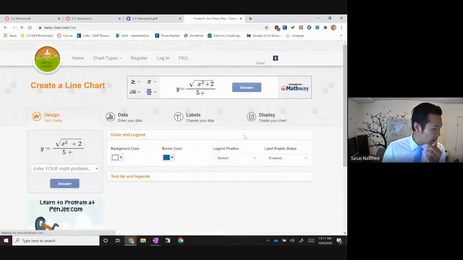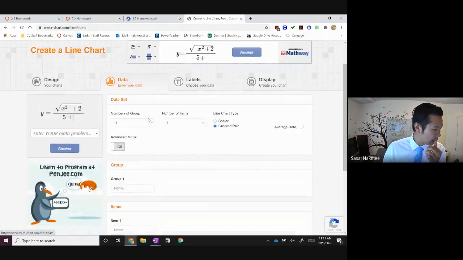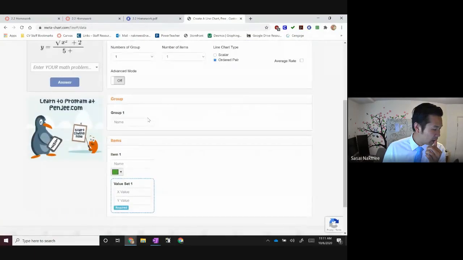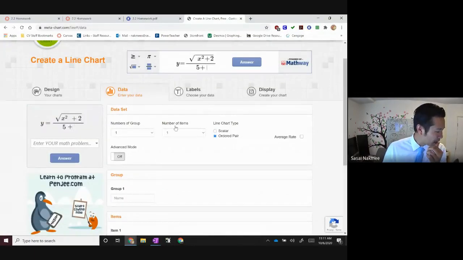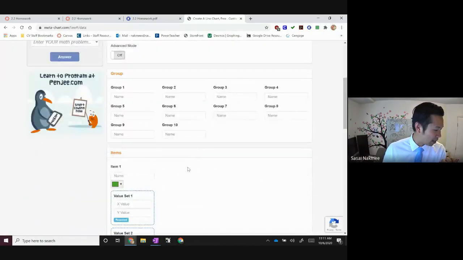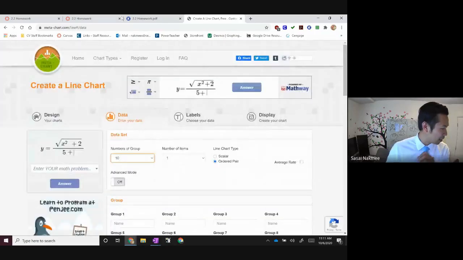Let me see. So we'll go here and then we go to data. Oh, see, it's a weird group thing again. This time it does not have the place where I can just put in the ordered pairs. I actually have to do it this way again, and this will only limit me to 10. Oh God, no, let's not do it that way.